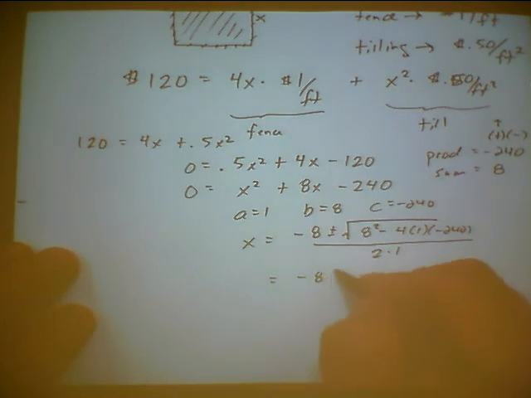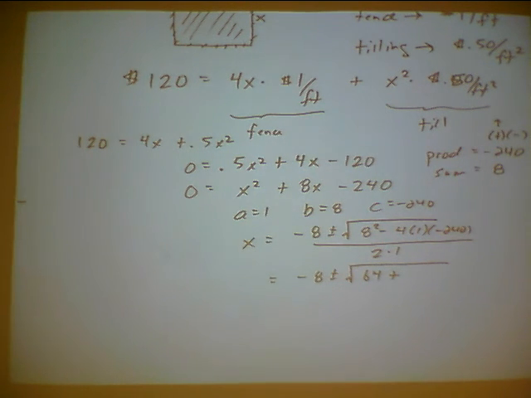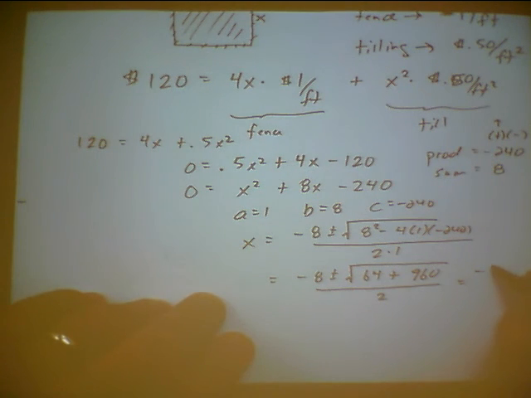So negative 8 plus or minus the square root of 64 plus, because I'm subtracting and this number is negative, looks like 960. Let me confirm that on my calculator. I think 4 times 240 equals 960. So 960 plus 64 equals 1024. Take the square root, it's 32, which is nice.